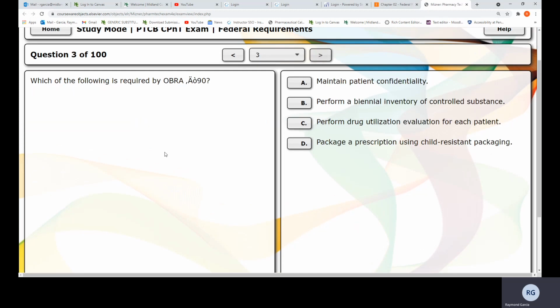Which of the following is required by OBRA 90? To maintain patient confidentiality, that's more in HIPAA. Perform biannual inventory of controlled substances, perform drug utilization evaluation for each patient, package a prescription using child-resistant packaging. Usually with OBRA 90, it's a pharmacist who has to evaluate the patient. So for the most part, I'm pretty sure it's perform drug utilization evaluation for each patient.